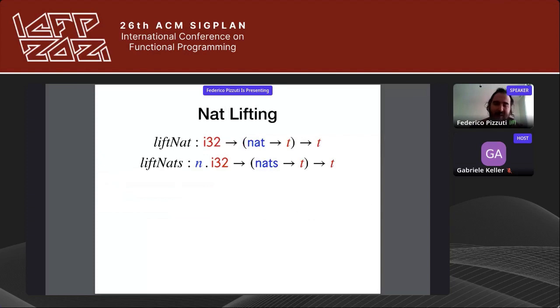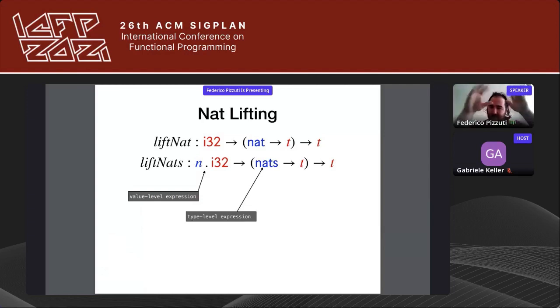So how are we going to get our hands on one of these nats? Well, we can introduce these two primitives, lift nat and lift nats. What do they do? Given a value level expression of type either integer or array of integer, we can freeze it and lift it to the type level for some inner scope. In some inner scope here, expressed as an argument function, the value of that expression can be bound to the type level variable.